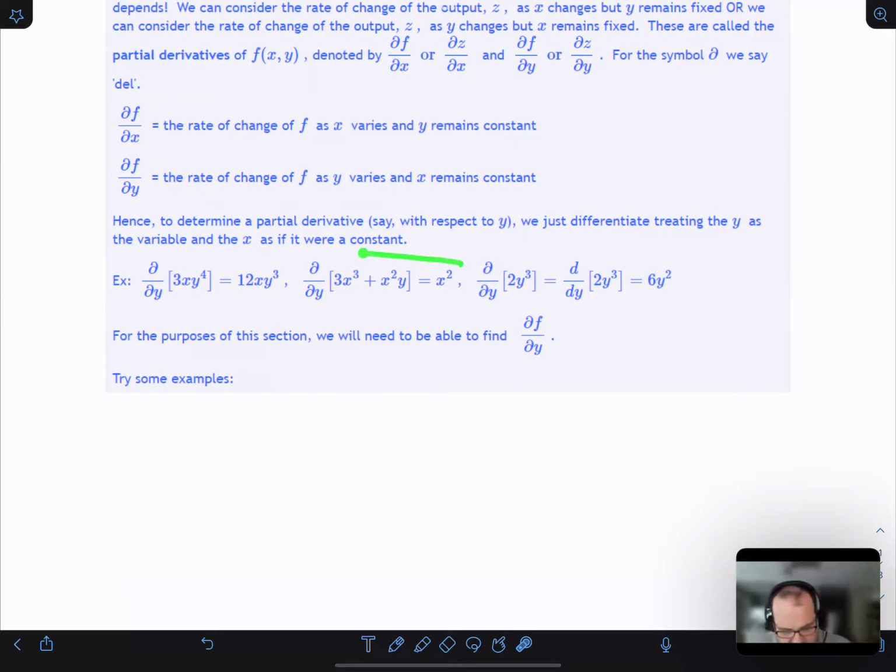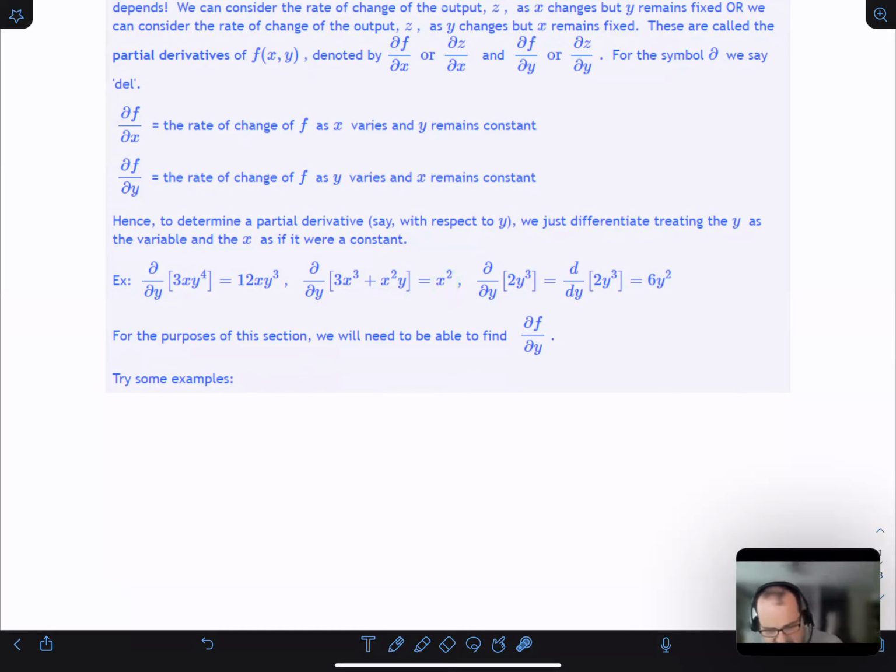This one is also pretty easy. What is the derivative with respect to y of 3x cubed plus x squared y? Well, 3x cubed is basically just a constant with respect to y. So when you take the derivative of a constant, it becomes 0. And then what is the derivative of a constant times y with respect to y? Well, that is just the constant. So this is our result. The derivative is just x squared.